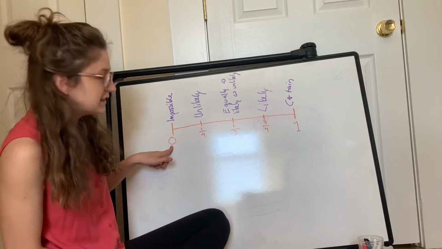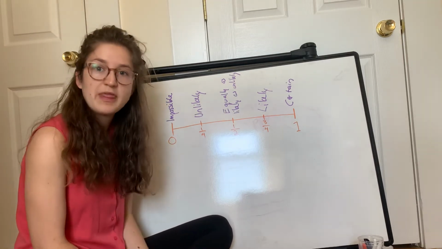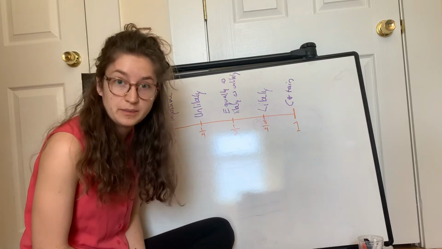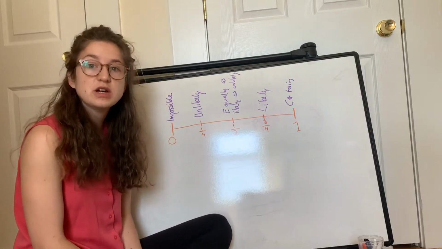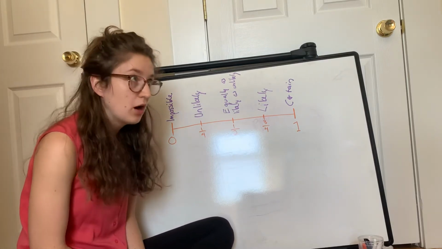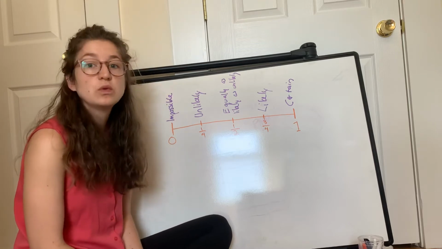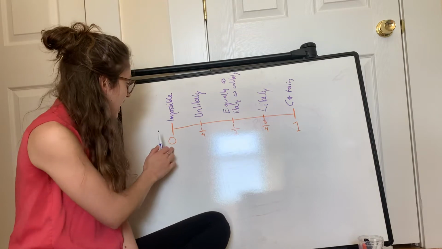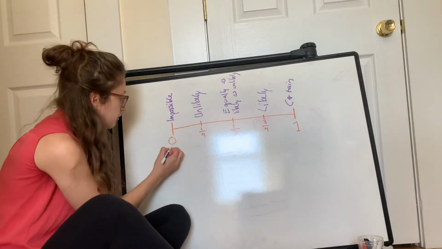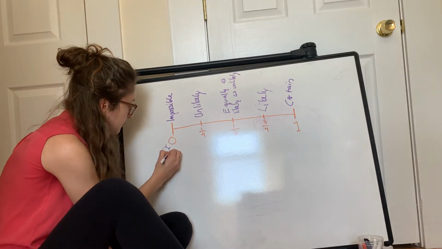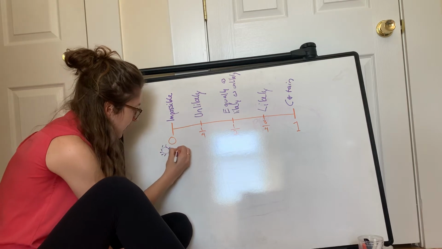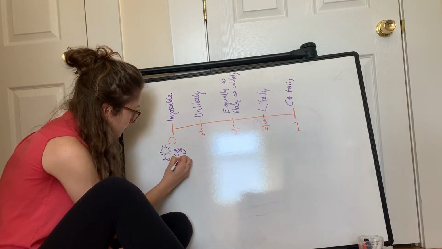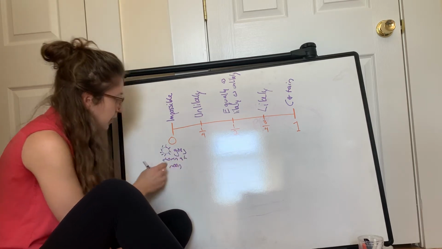0, if something has a probability of 0, that means it's impossible. So there's a probability of 0 that the sun will go down at noon, right? Not going to happen. That has a probability of 0. Let's add it. Sun goes down at noon. The probability is 0.